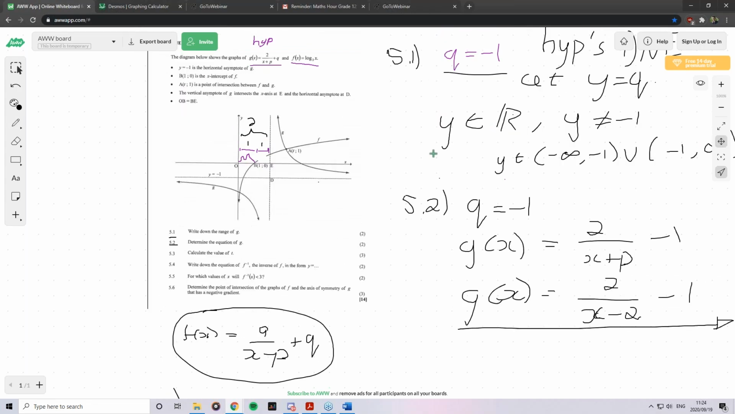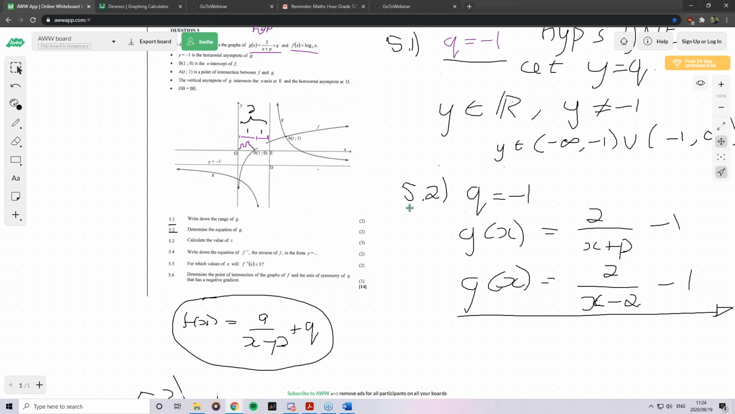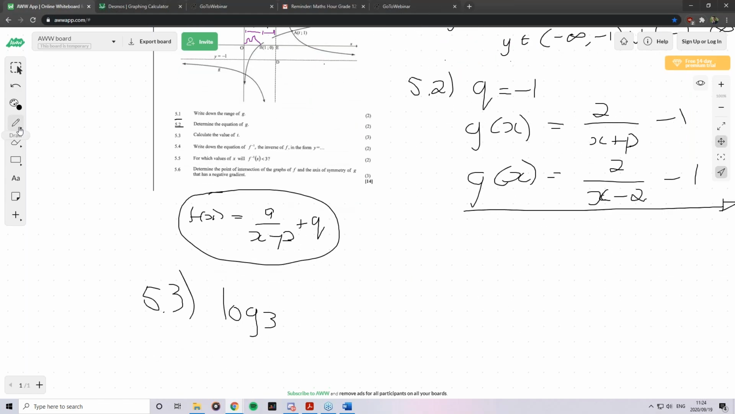So we can either use g(x) or f(x). My advice to you is, since we solved for p and q in 5.2, it's safer to use log base 3 of x, because if this equation is wrong, our answer for t will be incorrect. So what we have is log base 3 of (t, 1), x is equal to 1.